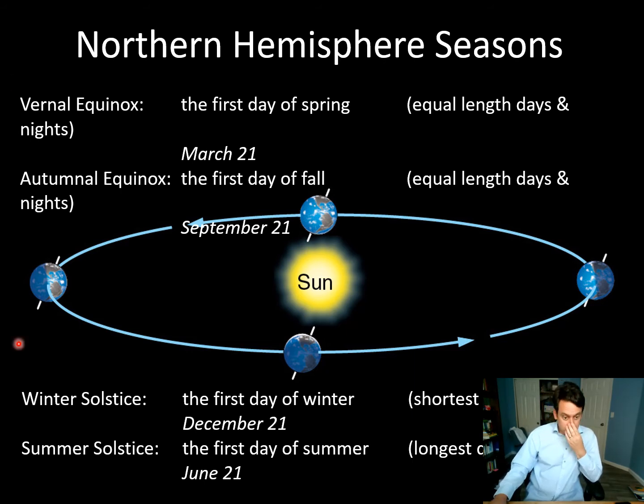In contrast, the other two quarter points are the solstices. The winter solstice is around December 21st, the first day of winter, and it's the shortest day of the year. And then on the flip side, the summer solstice is the first day of summer, very nearly June 21st, and it's the longest day of the year. So these are just terms, they're definitions, and it's good to be aware of them.